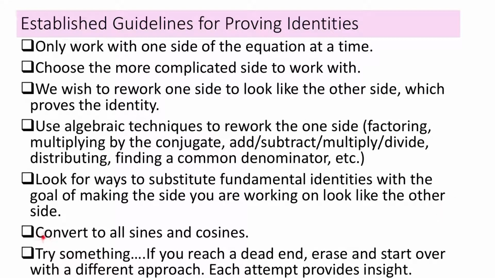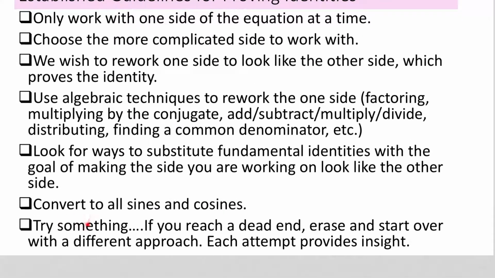One of the techniques we can employ is converting all of the trig functions that you're faced with to sines and cosines. This is not always necessary, but sometimes it's a useful approach. So basically you want to try something. If you reach a dead end, you just erase and you start over with a different approach. So you're going to have to expect that you're going to reach some dead ends as you're learning how to do this. But every time you go through some approach, you get a little more insight into something that does or does not work to prove your identity.